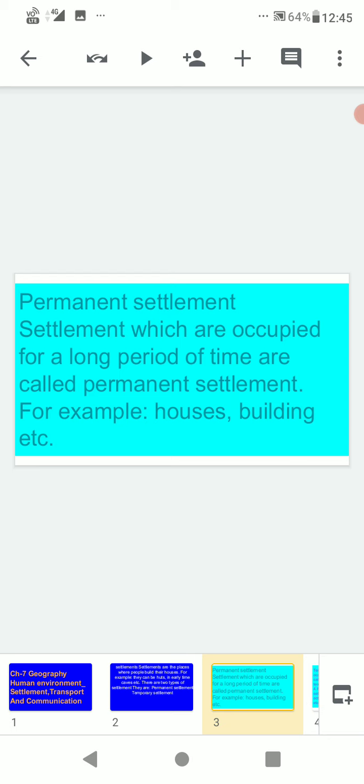Settlements which are occupied for a short time are called temporary settlements. The people living in deep forests, hot and cold deserts and mountains often dwell, means live, in such temporary settlements. They practice hunting, gathering, shifting cultivation and transhumance. However, more and more settlements today are permanent settlements. Permanent settlements, which are occupied for a long period of time, are called permanent settlements. For example, houses, buildings, etc. In permanent settlements, people build homes to live in. You can see some pictures at page number 47 in your NCERT book, Human Settlements.